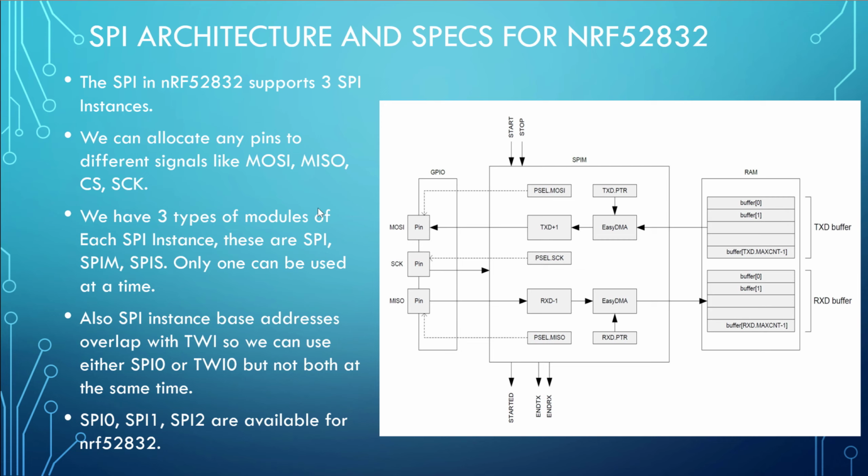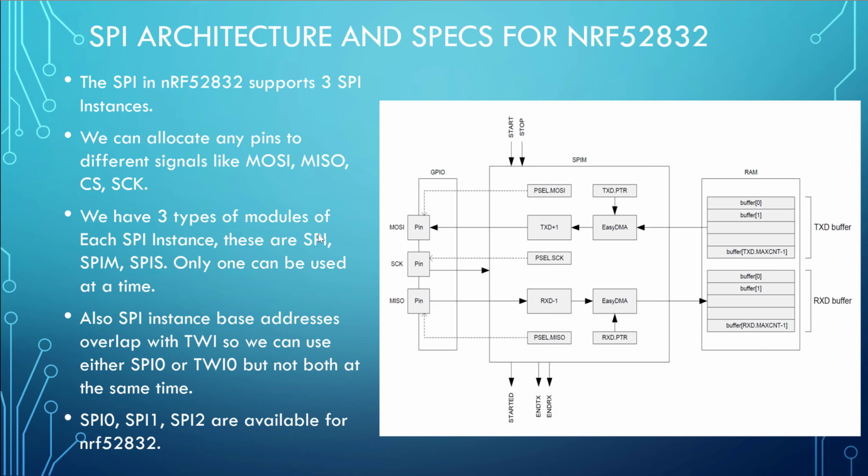For example, in SPI instance 0, we have SPI, SPIM, and SPIS. Basically SPI is simply serial peripheral interface, and it does not involve EasyDMA. So it's for basic communication in which you want to use blocking functions. If you are using that, you can just simply use SPI communication. And if you are using non-blocking communication with EasyDMA, or interrupts based on EasyDMA, you can use SPIM, which is SPI master, and we can also use SPI slave if we want our nRF device to act as a slave device.